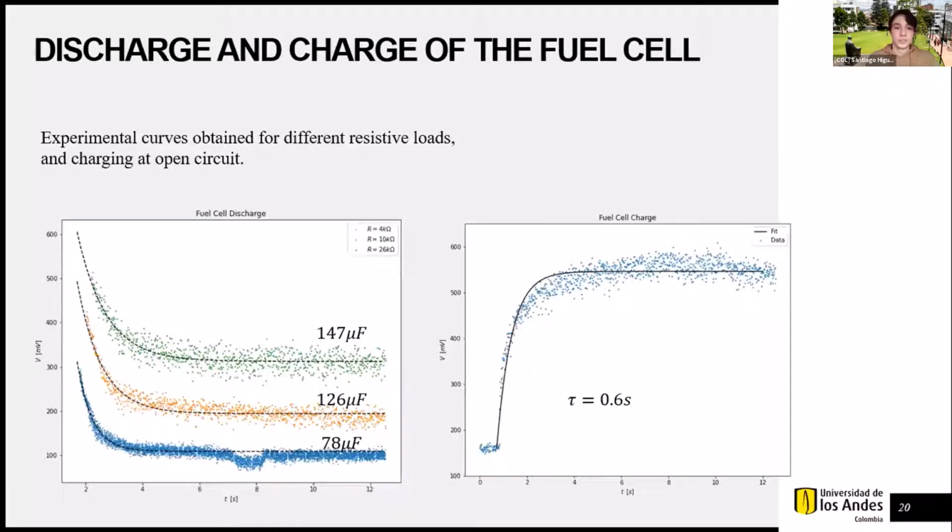So we made measurements of this, and we found the discharge and charge curves of the fuel cell. We find that effectively we could fit a kind of RC circuit to explain the discharge of the fuel cell, which will actually depend on the external load. The capacitance is in the range of microfarads, but as you may notice, it varies mainly as we vary the external resistance. And for the fuel cell charge, we find that also an RC circuit could explain the recharging of the fuel cell as it charges.